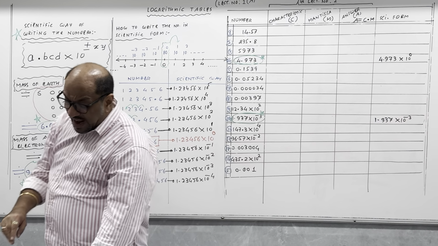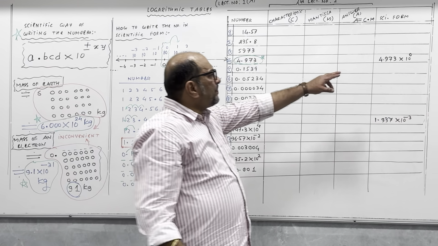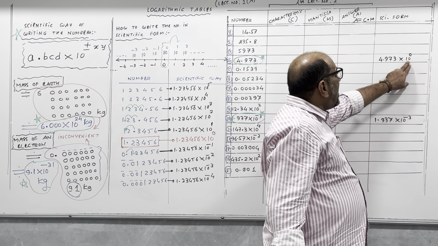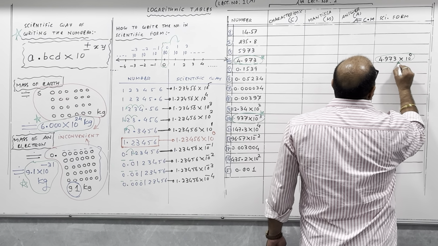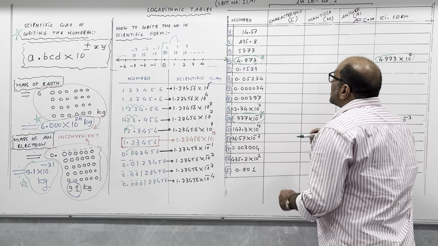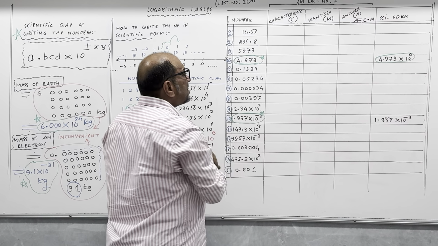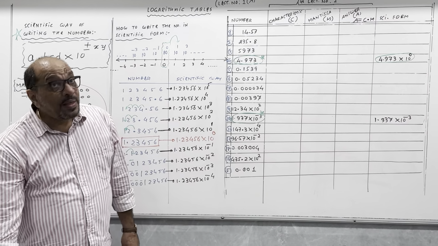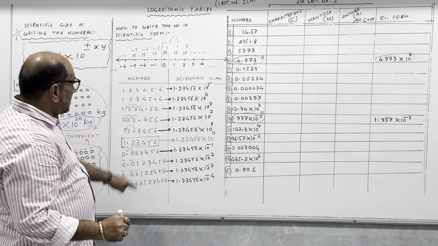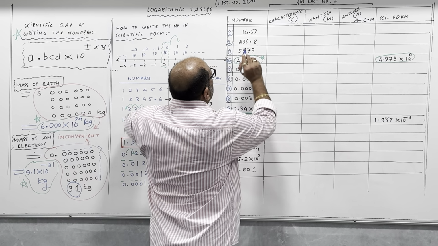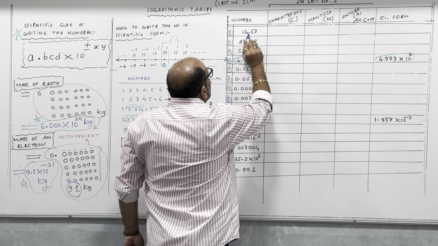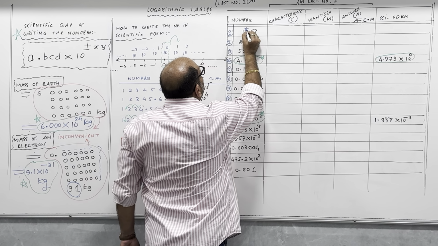If you see carefully, I have just added 10 raised to 0. In the sense, I have just changed the number 4.973 to 4.973 into 10 raised to 0. Now see carefully, mind you, we are applying this technique. I have the number 14.57. The decimal point is after 4. I want to shift the decimal point to the left by 1.